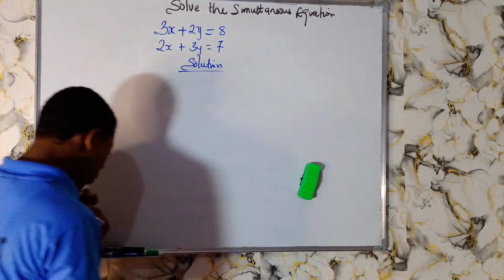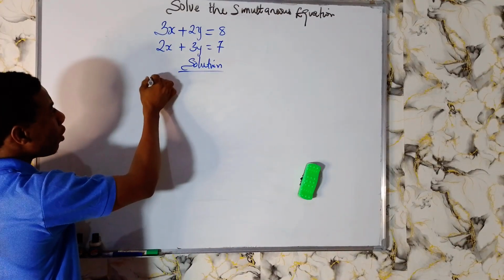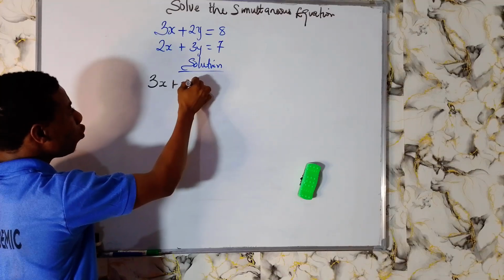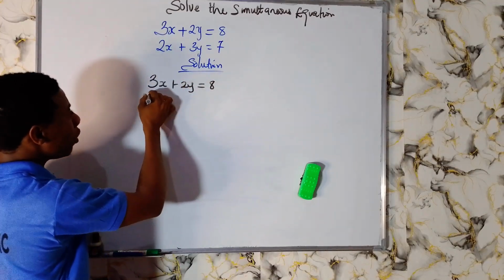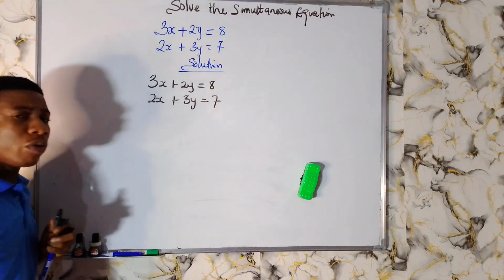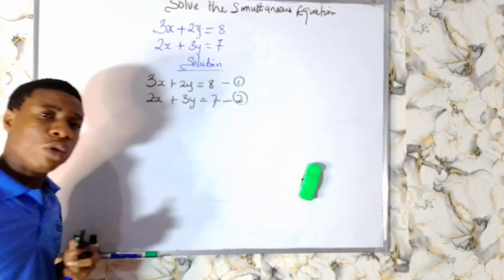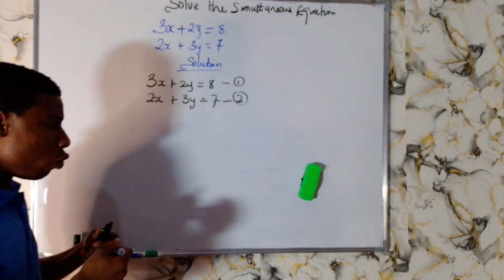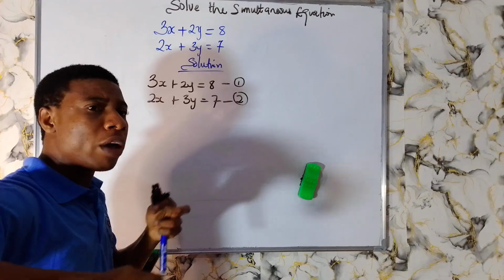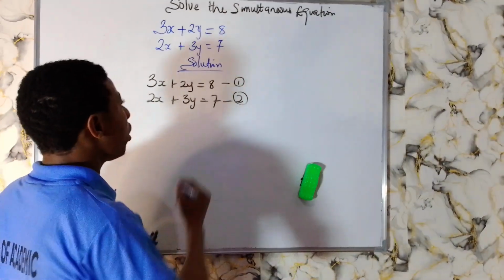I start with the solution. So now let's bring down the question. The question implies that 3x plus 2y equals 8, and 2x plus 3y equals 7. So we can tag this as equation 1, and this as equation 2. The next thing we are going to do, remember there are different ways of engaging in the elimination method. So remember, I'm using the elimination method.